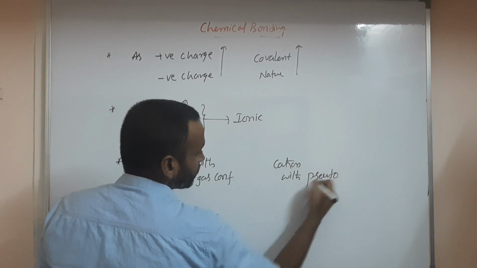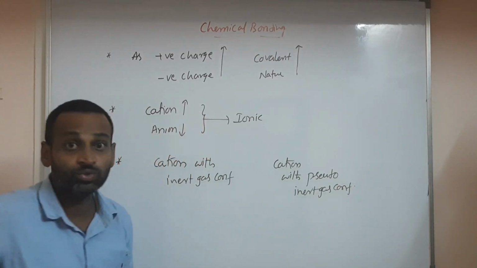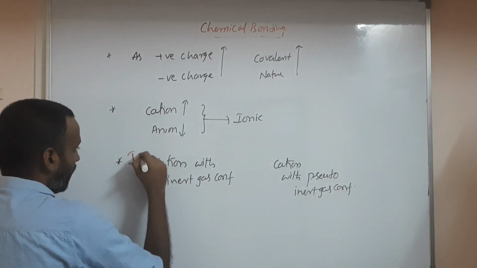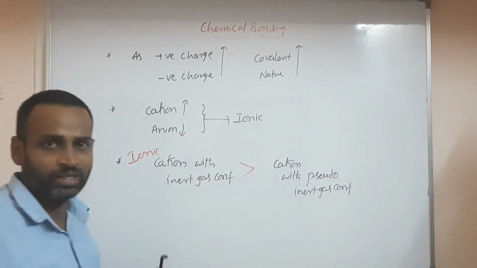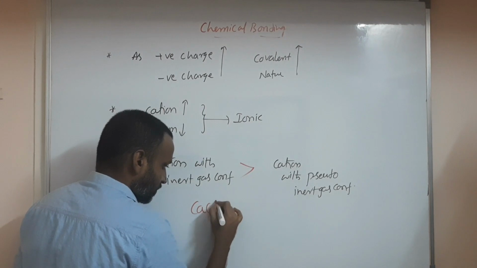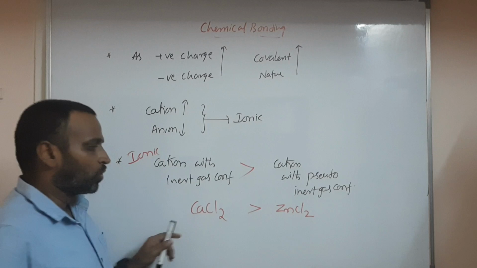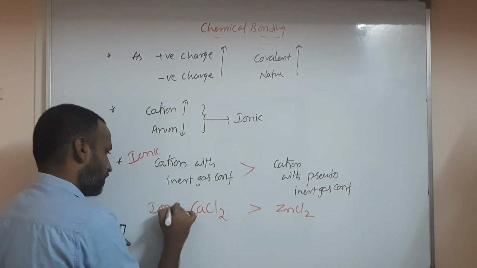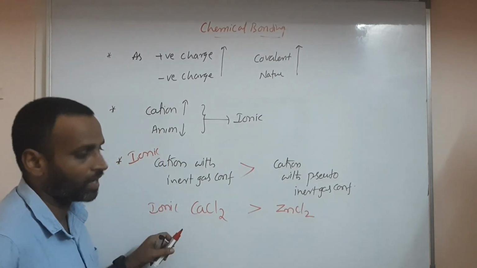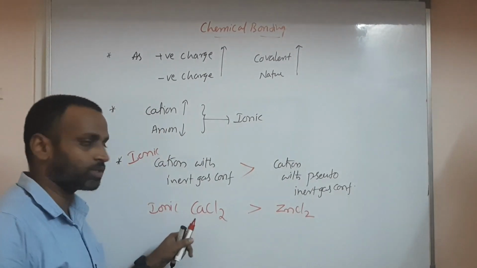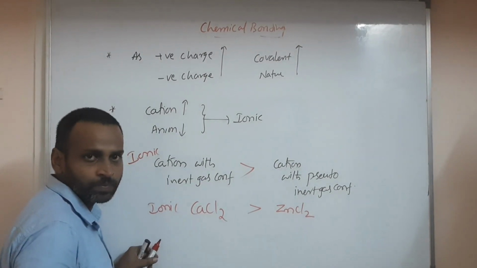Pseudo inert gas configuration. So if you see, a cation with inert gas configuration has more ionic nature. I'll tell you, calcium chloride and zinc chloride: who is more ionic? If anybody asks you, you have to say calcium chloride is more ionic. Understood? So calcium chloride is more ionic than ZnCl2.